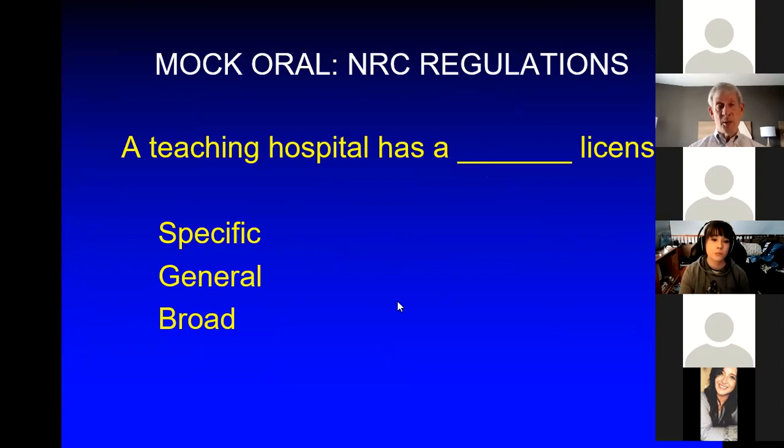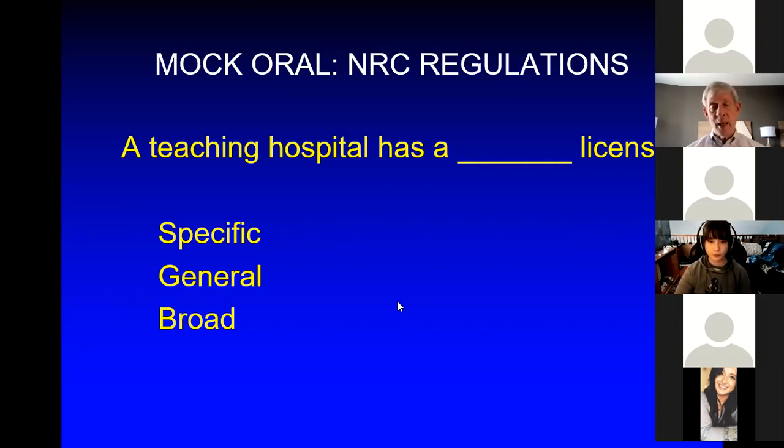There are what are called possession limits. For example, your license probably says, yes, you can use thallium, but no, you can't possess more than 50 millicuries at a time. There's no reason to. You know, you can't go and order 500 millicuries because there is a possession limit.